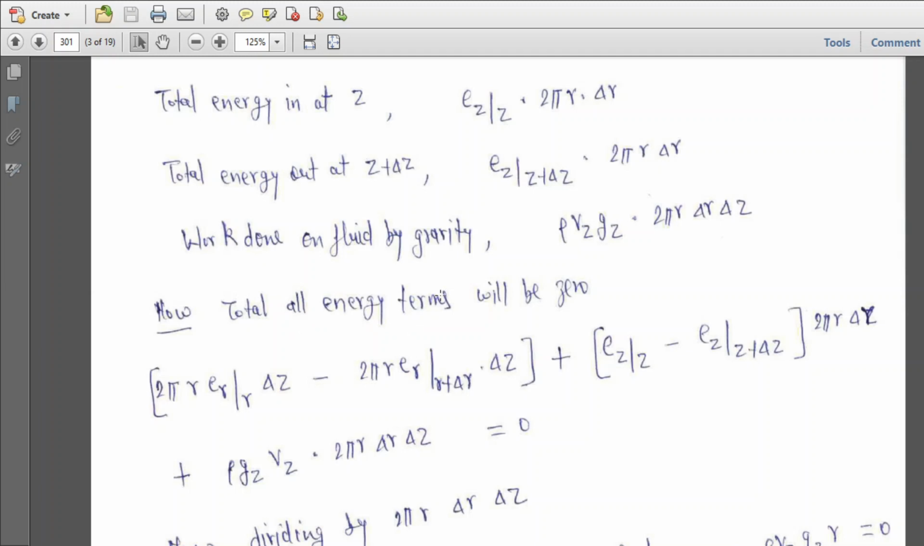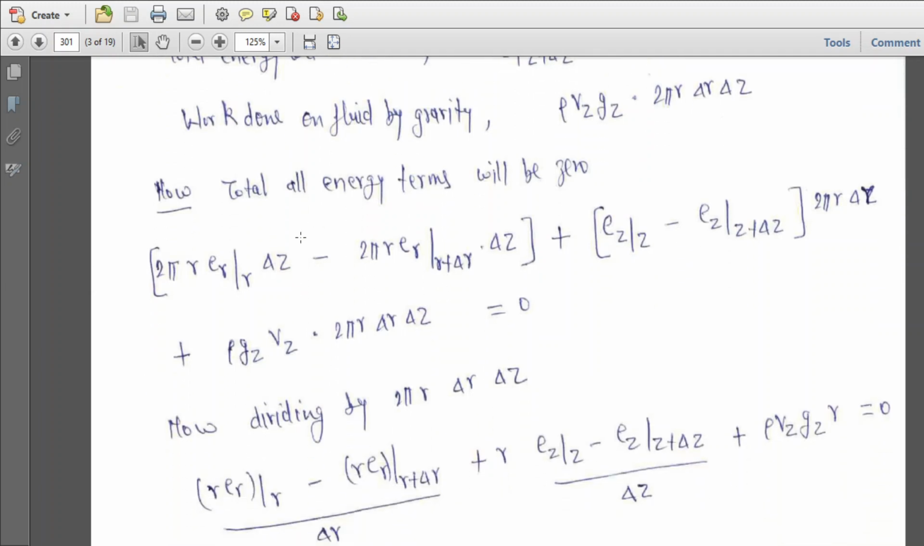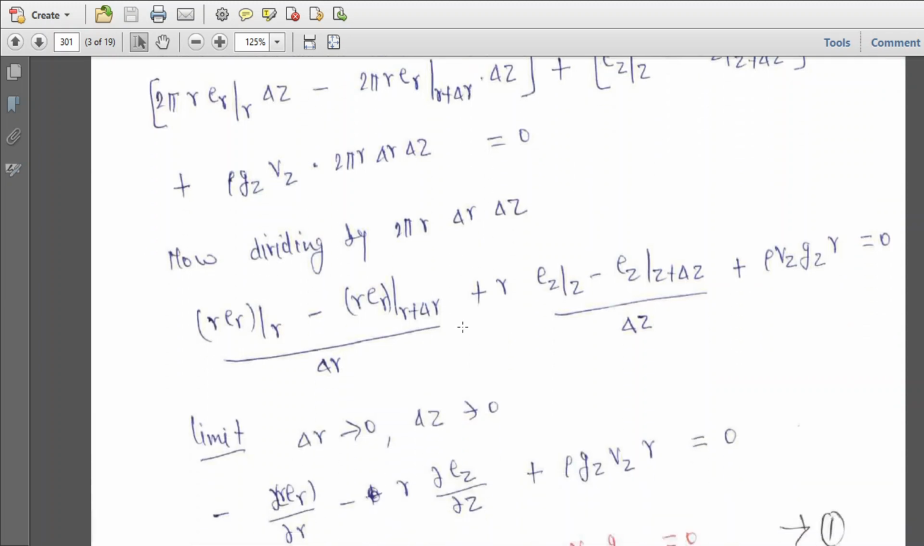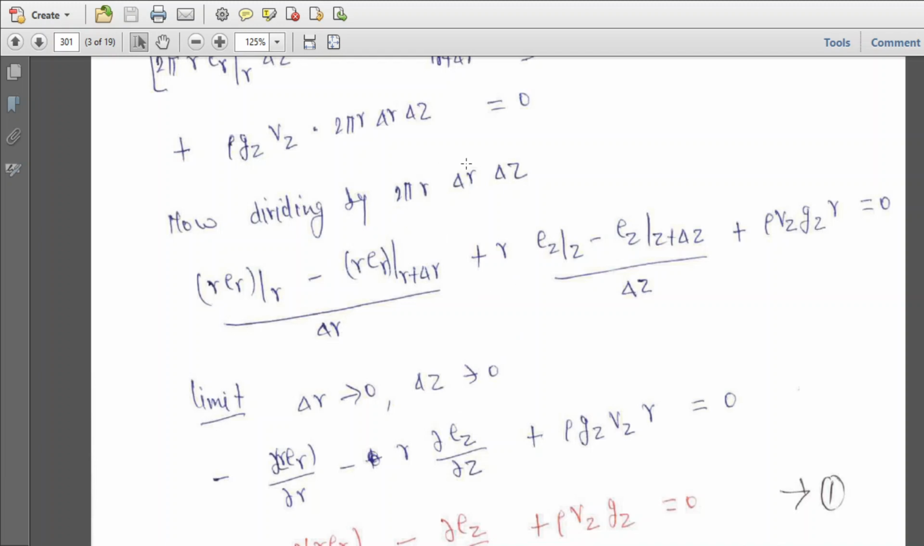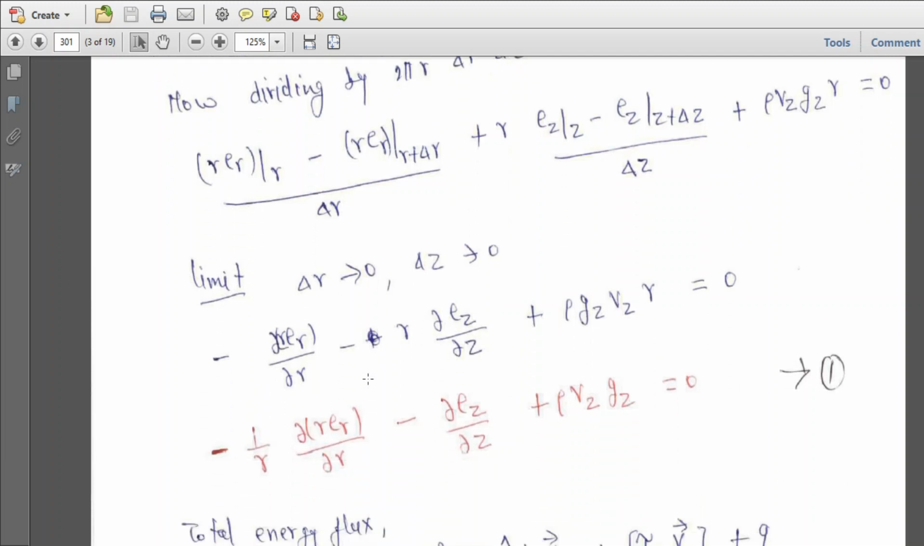Now the total of the energy terms would be 0. So total energy in at r, out at r plus delta r, in at z and out at z plus delta z, and the work done on the fluid by gravity. Substituting all of them here and equating to 0, we end up with this one. Now dividing this equation by 2 pi r delta z, and taking the limit delta r tends to 0, delta z tends to 0, we get this equation.